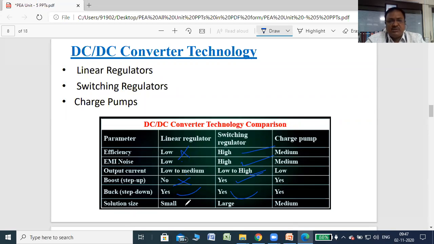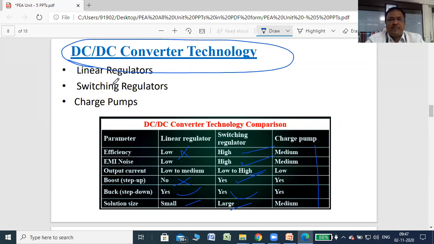And solution size is small, large, and the other is called a charge pump. So this is a comparison just for your information. These are the different technologies used to convert DC to DC. Okay.